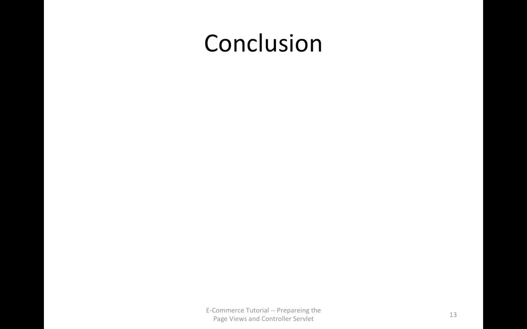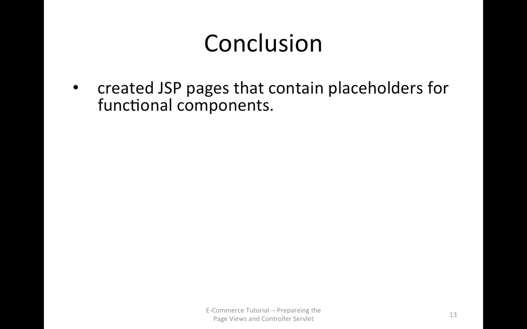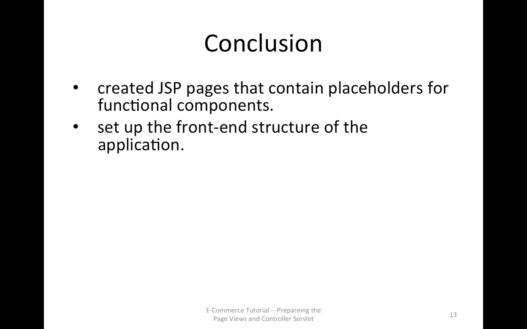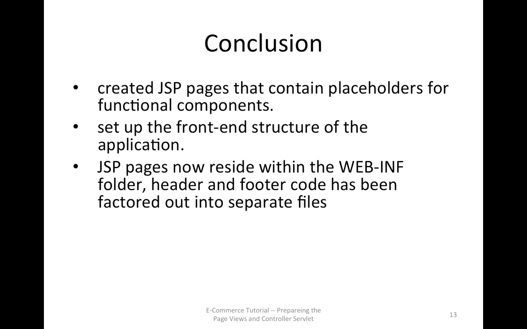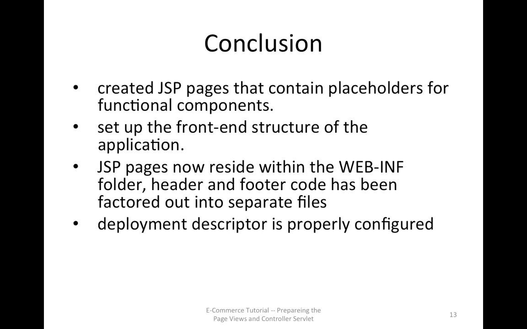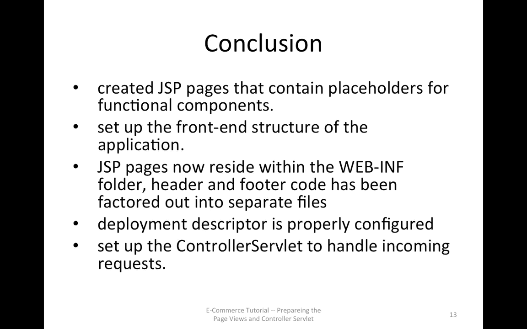We have successfully finished Unit 5 of the tutorial. We created JSP pages that contain placeholders for functional components. We set up the front-end structure of the application. All JSP pages now reside within the WEB-INF folder. Header and footer code has been factored out into separate files. The deployment descriptor is properly configured. We also set up the controller servlet to handle incoming requests. We are ready to go.